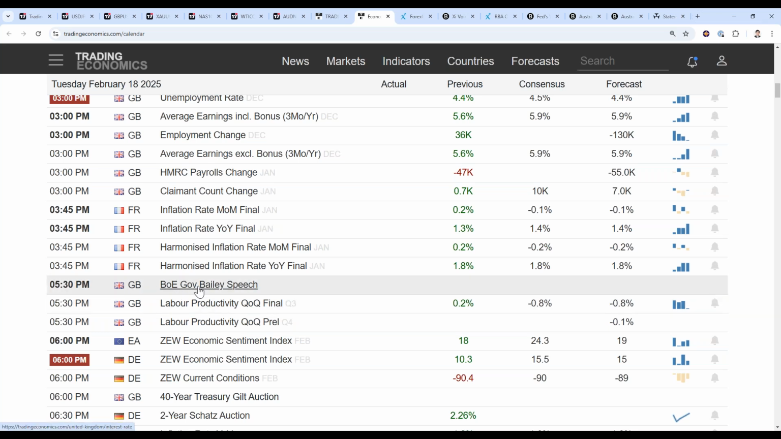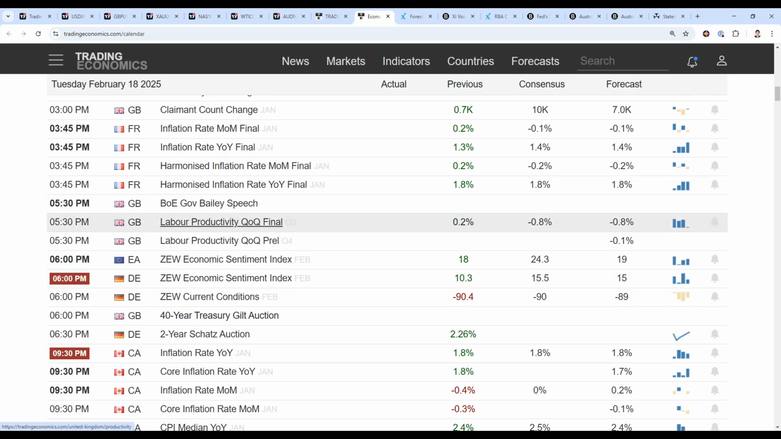That will be at 5:30 p.m. Singapore time. Next will be the ZEW Eurozone Economic Sentiment Index for February. Markets expecting a further uptick to 24.3 from 18 that was printed in January. That will be up at 6 p.m. Singapore time. That may impact the euro dollar, the euro crosses, and even the German 30 DAX as well.